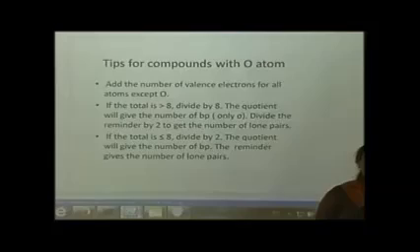Whenever you have oxygen in your compound, in that case you count the number of valence electrons for all the atoms except oxygen. If the number comes out to be more than 8, you divide it by 8, and the remainder, whatever you get, you divide it by 2 further to get the lone pairs. And if it is less than 8, you just divide it by 2. I'll show you an example.